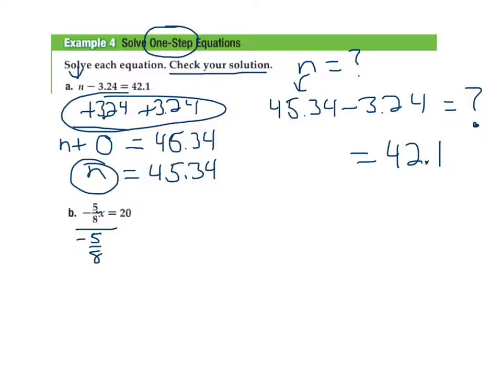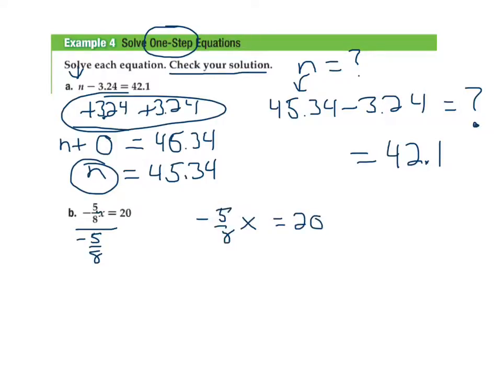What we could do is we do know that dividing by a fraction is the same thing as flipping the fraction over and instead multiplying. So we could do that on both sides also. In fact, let me set that up over here. We have negative 5/8 times x equals 20.